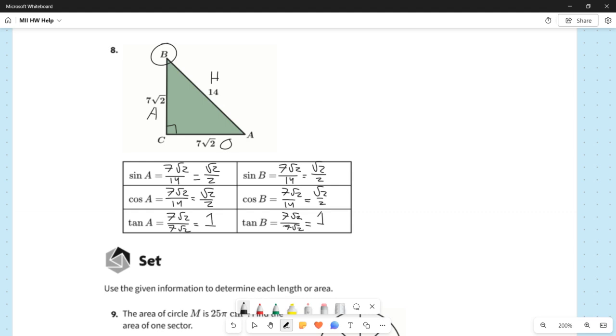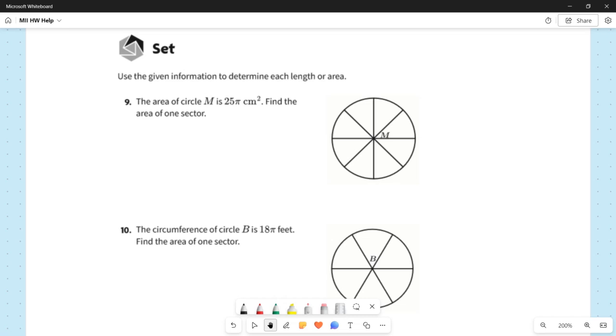Notice that with question 8, we are dealing with a right triangle where both legs are congruent. That makes this an isosceles right triangle. And notice the patterns that have emerged when we are talking about an isosceles right triangle, which is a 45, 45, 90 triangle. And we'll move on to the set questions.